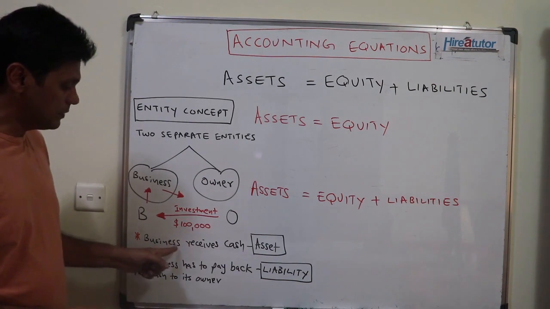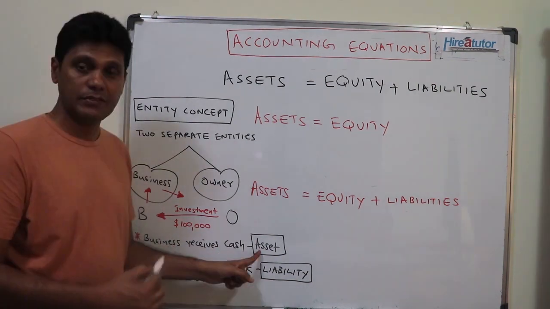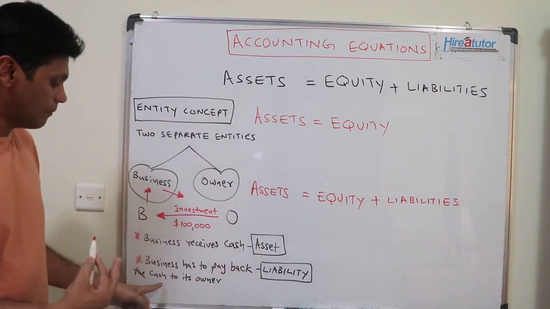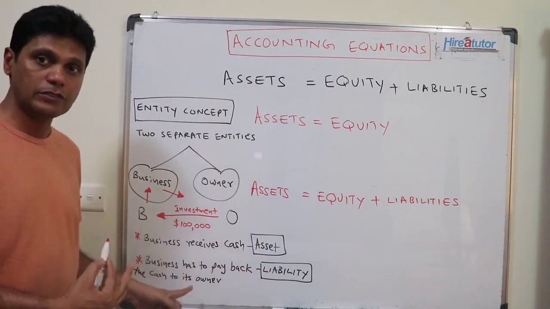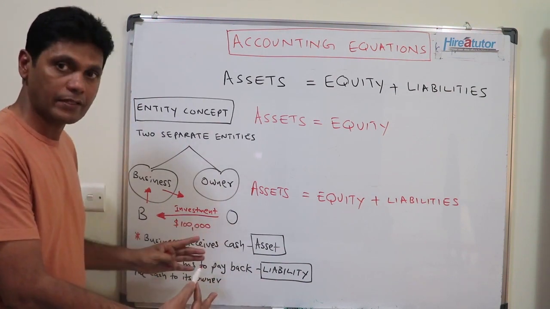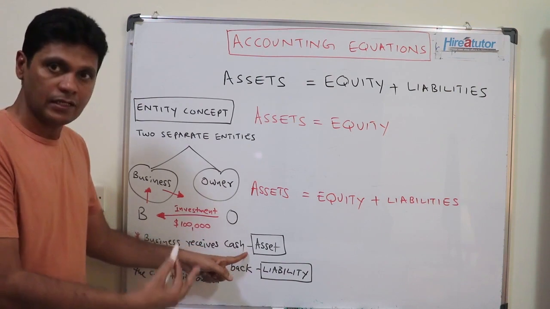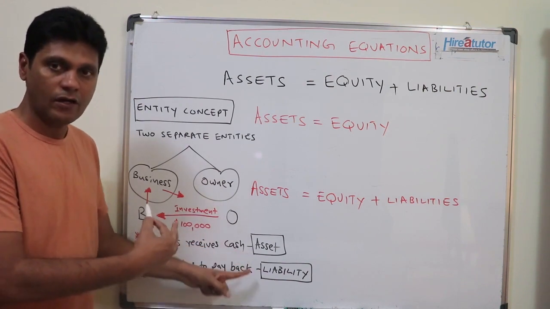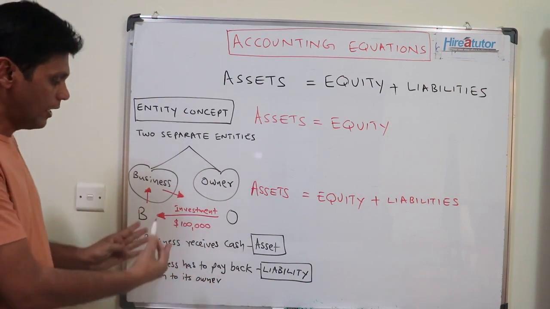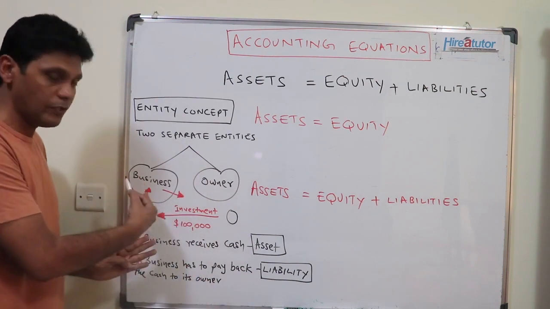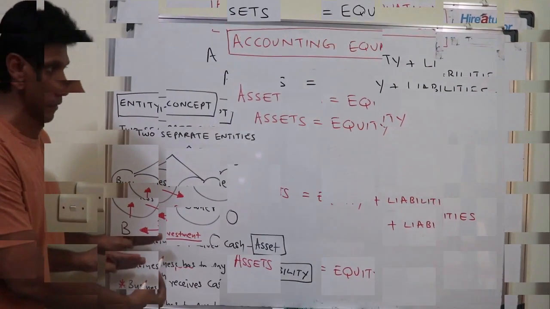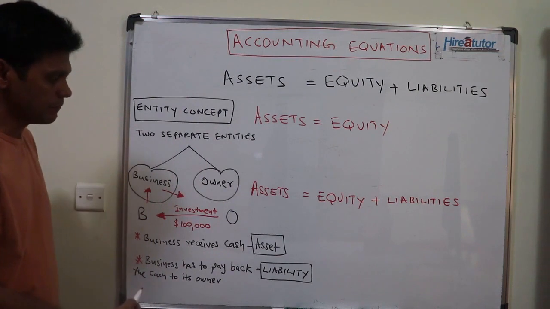When the business receives cash, the business owns an asset. At the same time, when the business has to pay back its owner, it creates a liability. So see the dual impact: it affects the asset on one side and the liability on the other side. Therefore, if you look at this transaction from the point of view of the business, there will be a dual impact. Now let's look at the equation.